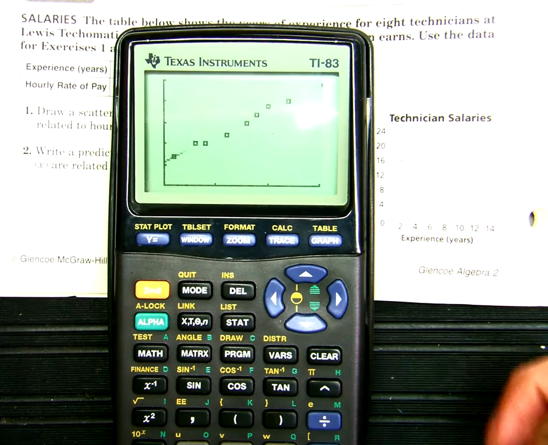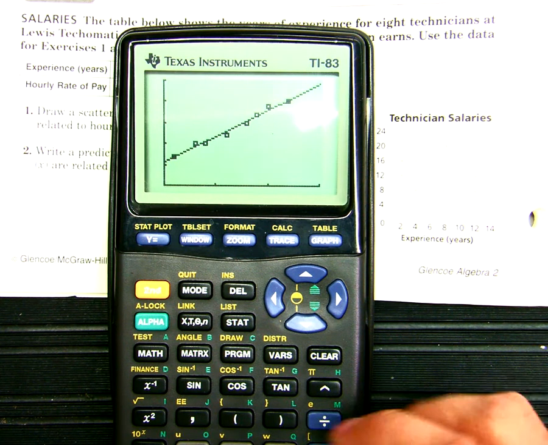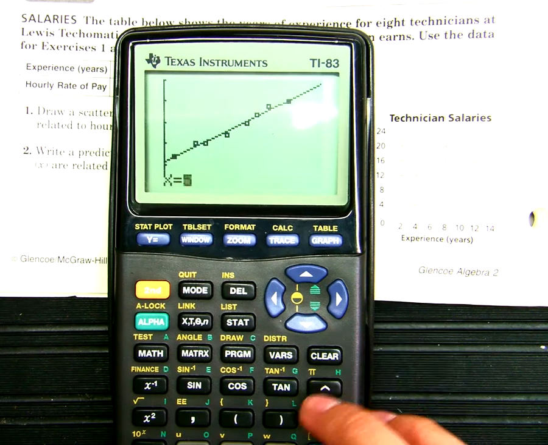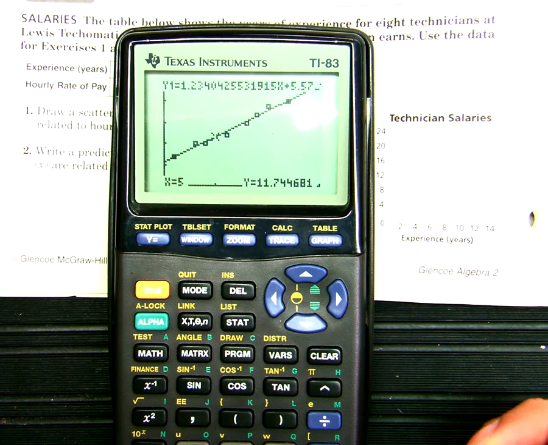Now if you hit graph, you will have the line of regression going through the points. Then we can find other points along this line of regression. Say I wanted to know, if I had 5 years of experience, what would be my average salary rate? That would mean that x is equal to 5. So let's calculate our value when x equals 5, and I know that I'd be making around $11 an hour, maybe even $12 if my employer rounded that up.